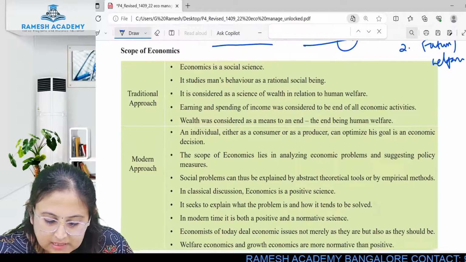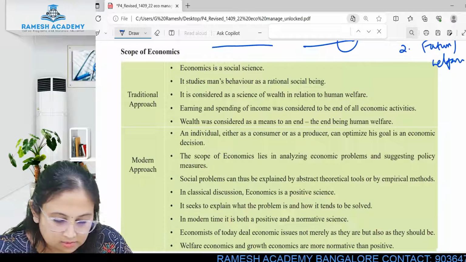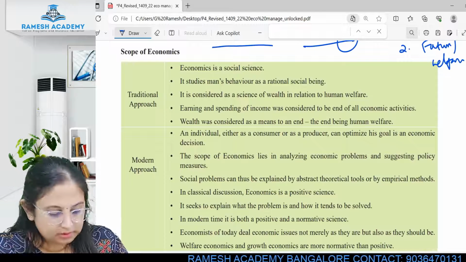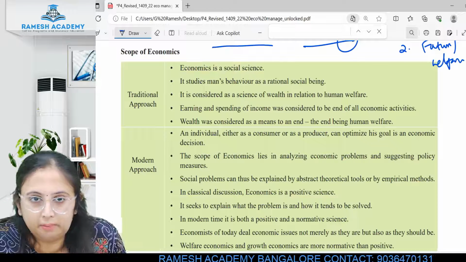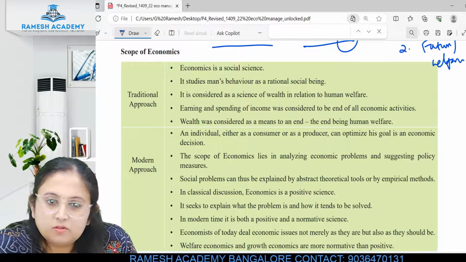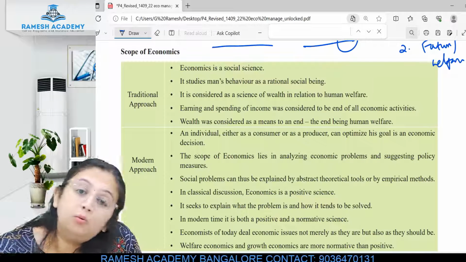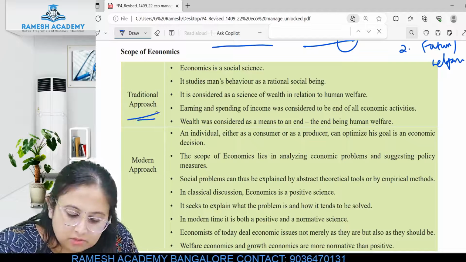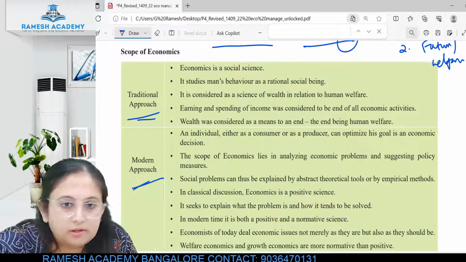Now we will see the scope of economics, that is the traditional and modern approach. We will do it, and today's class we will complete with that. First we will see the scope of economics, how it was before. Traditional approach, what is the scope of economics? Modern approach, what is the scope of economics?